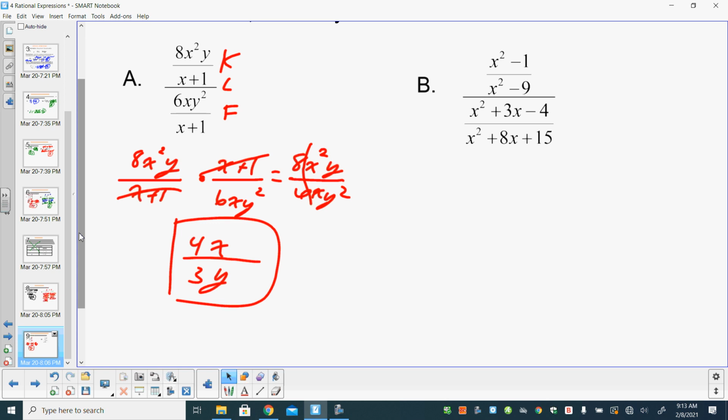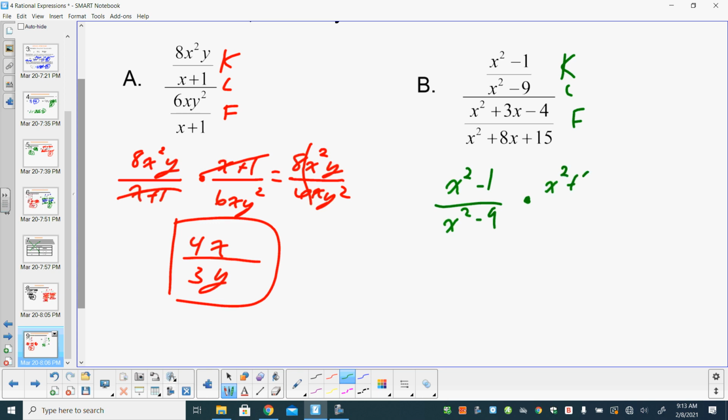You good? Ready to check it? All right, so again, a division problem. It looks weird. Same process though. Keep, change, flip. So keep the first one, change to multiplication, flip the second one. I will say the biggest thing you can do on these types of problems is stay organized. There's a lot of stuff going on, so make sure you know exactly where all your work is.